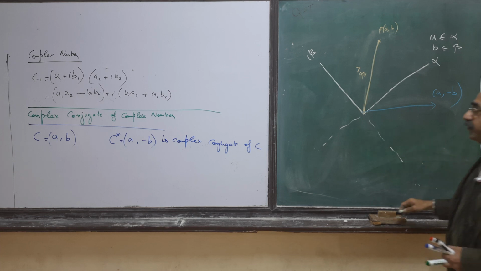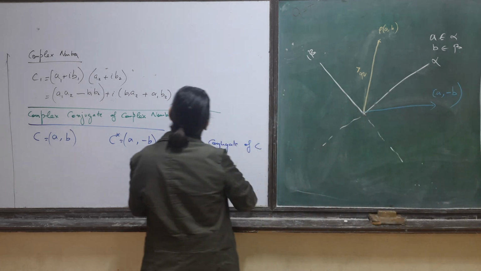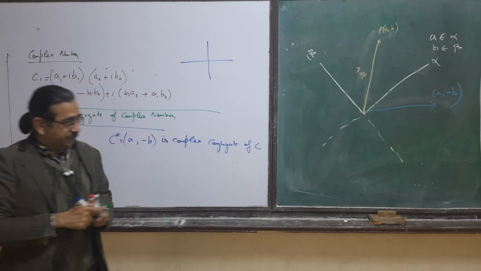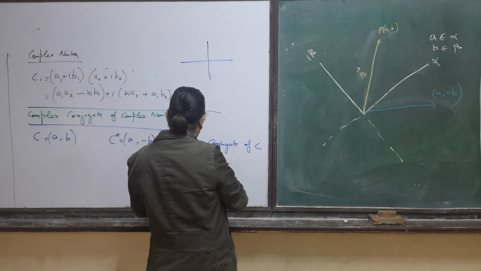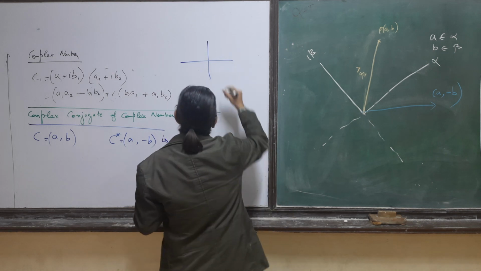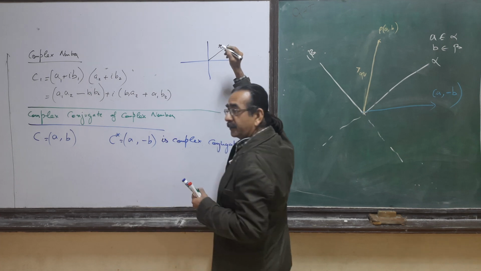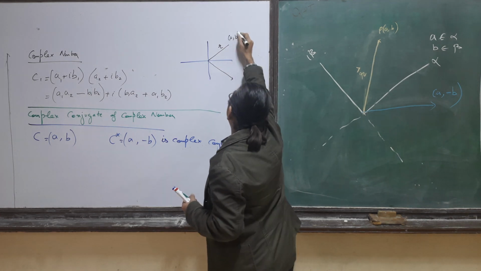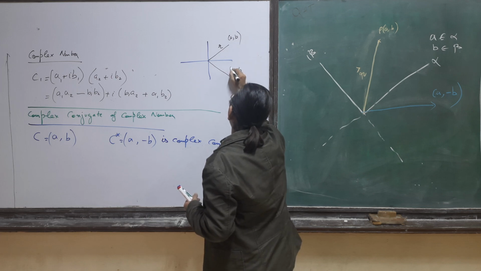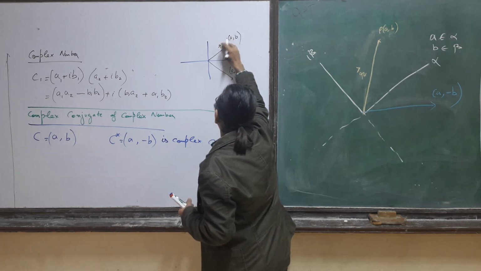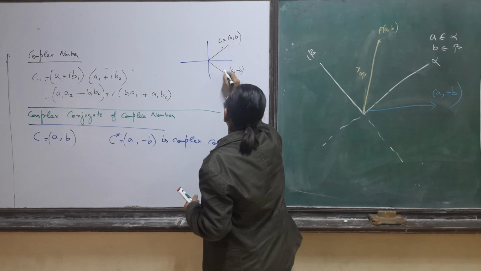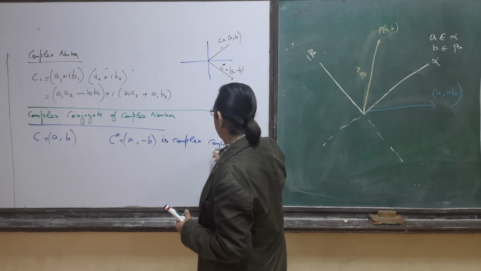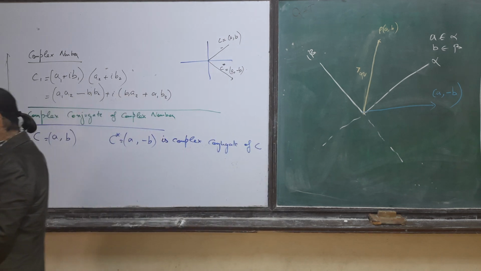If it looks difficult to understand, you may draw the axes in such a way. If you feel any difficulty, you may say that this is R, this is A, B, and this is A, minus B. If this is C, this will be C conjugate, and this is the mirror symmetry.